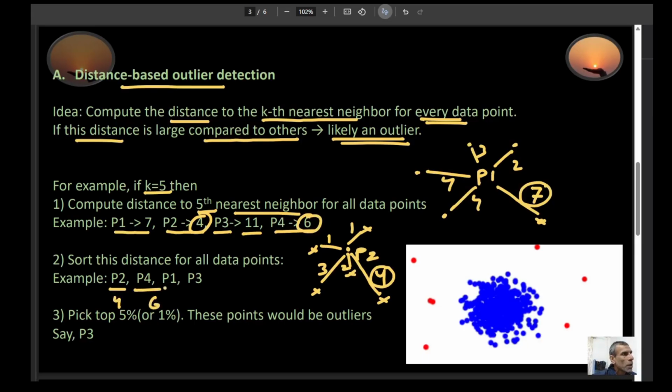The distance for P1 is 7. And the distance for P3, the fifth nearest neighbor distance, is 11. So I sorted these points now. Then my final step would be to pick the top, maybe 5% or top 1% or top 2%, depending on you. In this case, I'm picking the top, let's say, 5%, and that top 5% would be my outlier. Let's say my top 5% is this one right here. So P3 is my outlier in this particular instance.